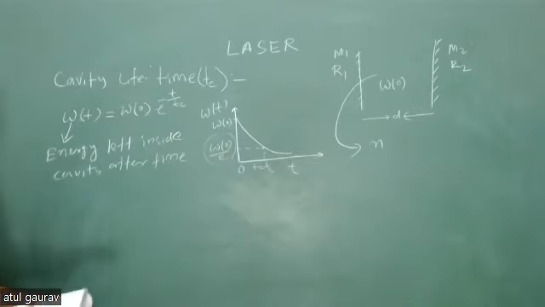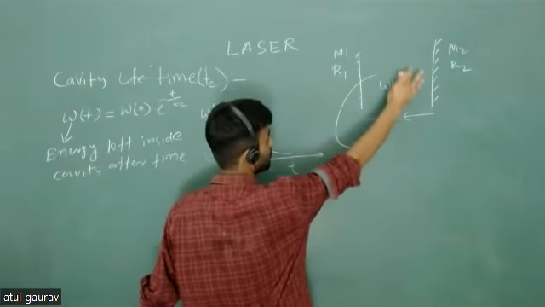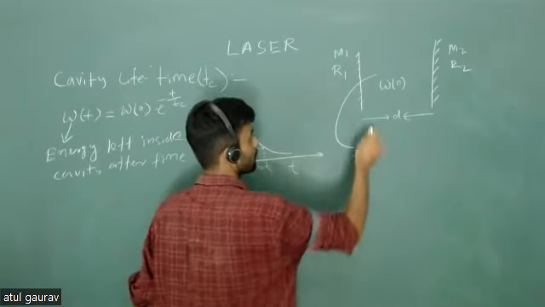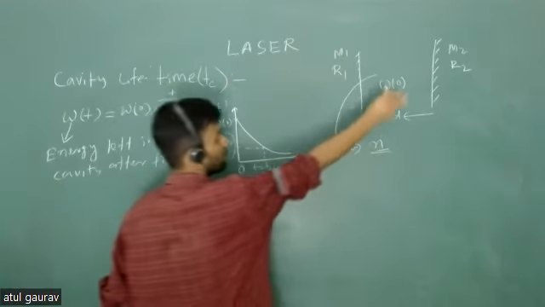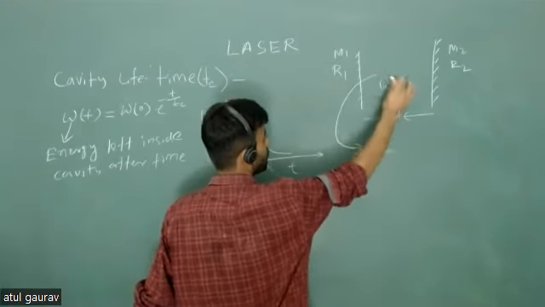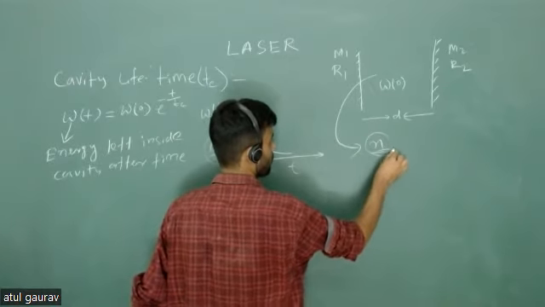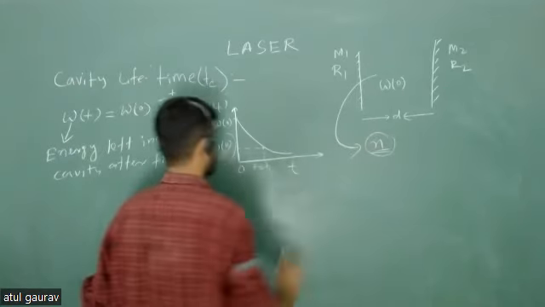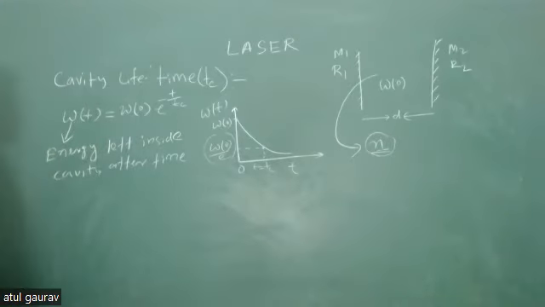Okay, sir. Clear. Thank you, sir. What is this small n? Small n is the refractive index of this medium. Suppose you have some medium here, and the medium has refractive index n. Inside the cavity you have, suppose, an active medium, and light is propagating through this, and I am taking the refractive index of that active medium as n. Is it clear now? Yes.